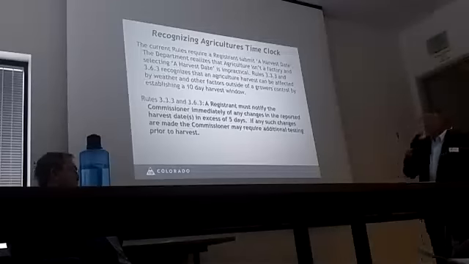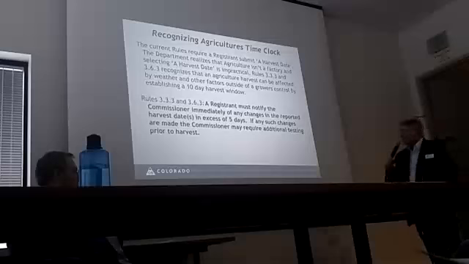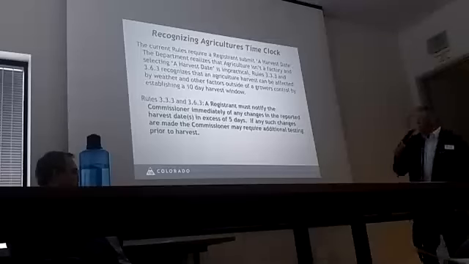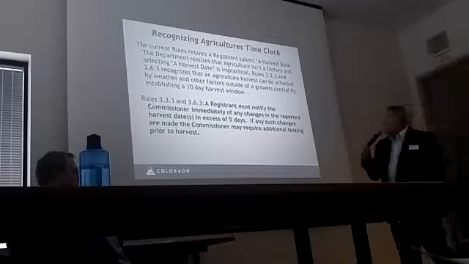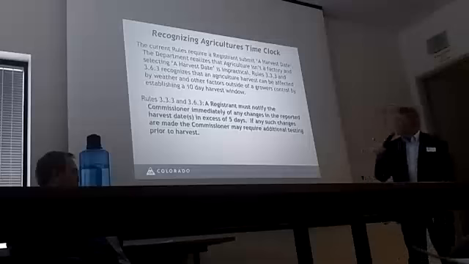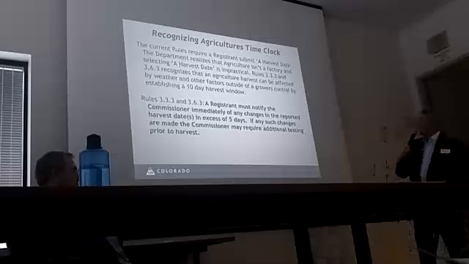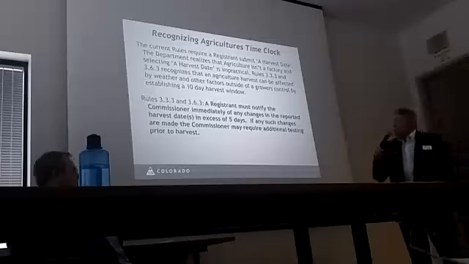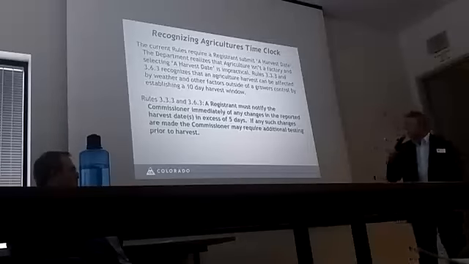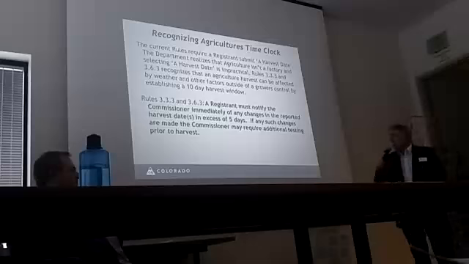So rule 3.3 and 3.63, a registrant must notify the commissioner immediately of any changes in the reported harvest dates in excess of 5 days. 5 days before, 5 days after your 10-day window. Of any such changes, if any such changes are made, the commissioner may require additional testing prior to harvest.